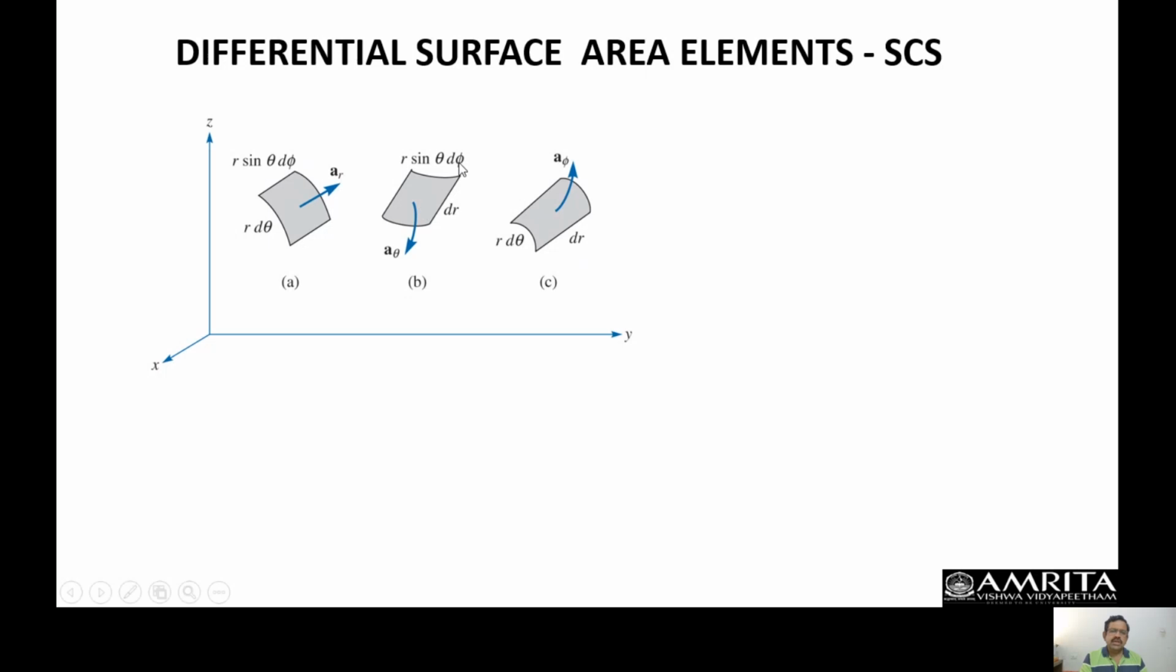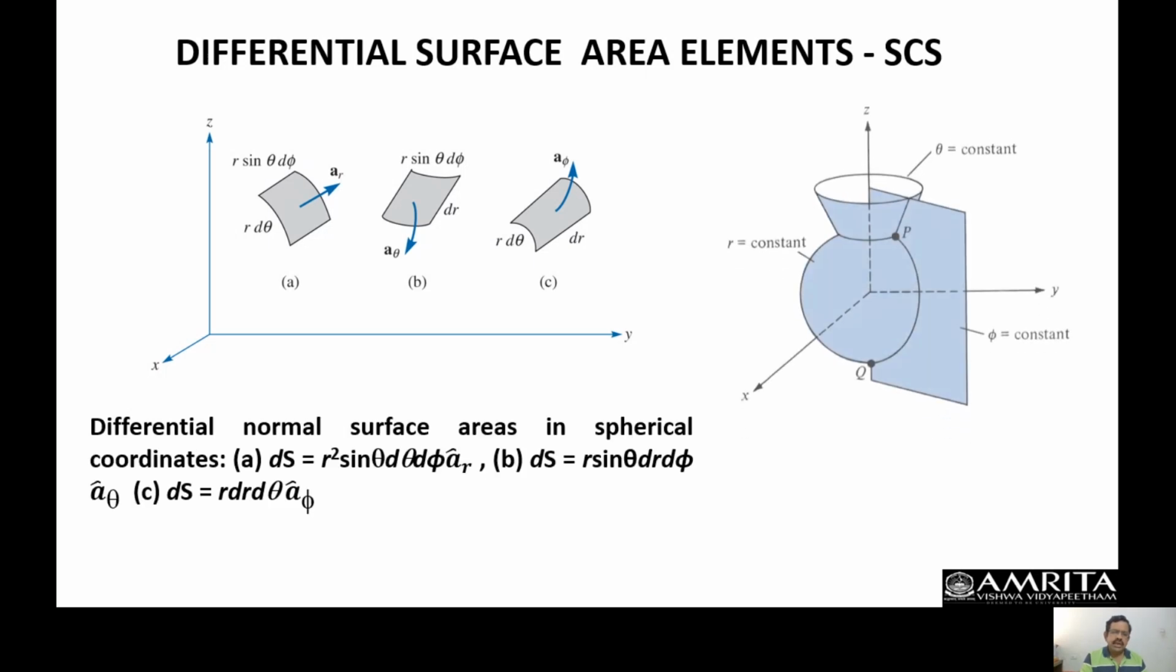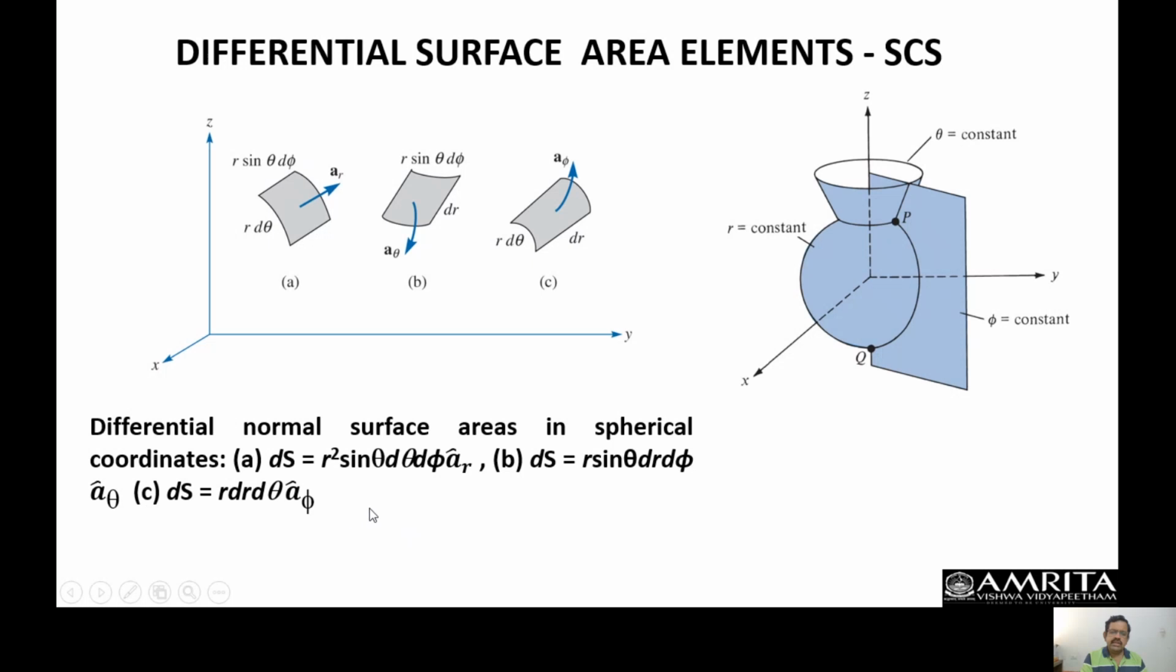When I talk about theta as constant, which will be the theta plane, then the direction of this plane will be along a theta. When I talk about phi as constant, the plane will be the phi plane and phi will be constant. Therefore, it's a phi plane and the other two parameters come into play. Okay, so the differential magnitudes of these three planes are written over here.